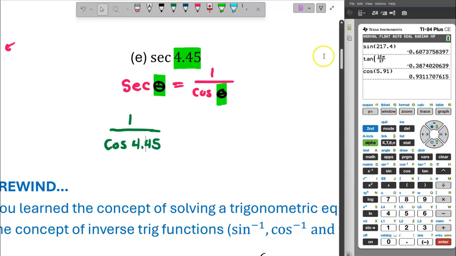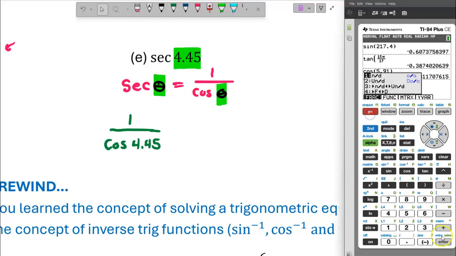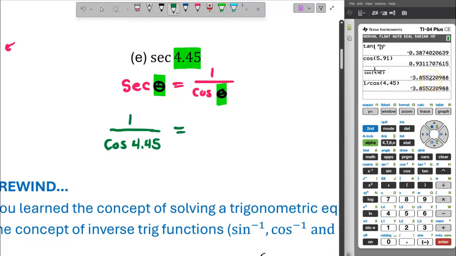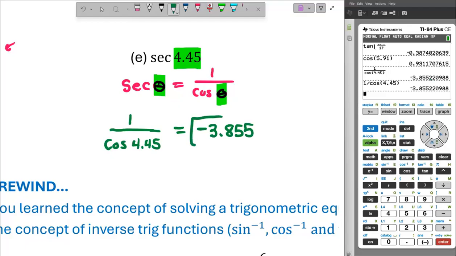That's why in my calculator I will then insert a fraction, 1 over cosine of 4.45. Now, if your calculator does not have a fraction button, you can also just do it as simple as 1 divided by cosine of 4.45. And you'll see that no matter which way I ended up doing it, I got the same answer here. So for this problem, it's negative 3.855. That's going to be my ratio.